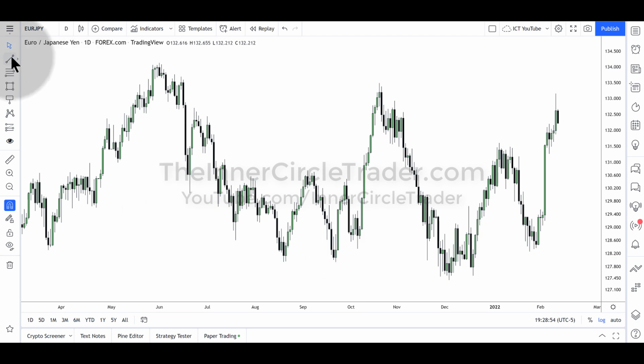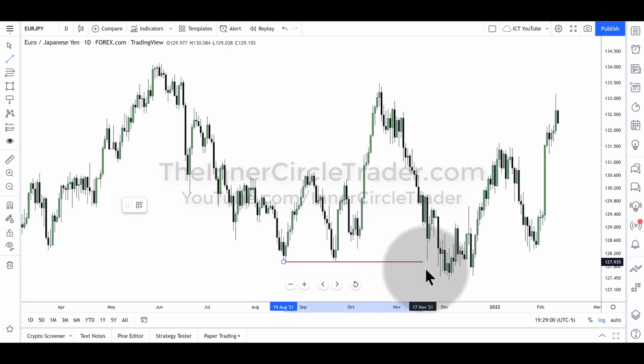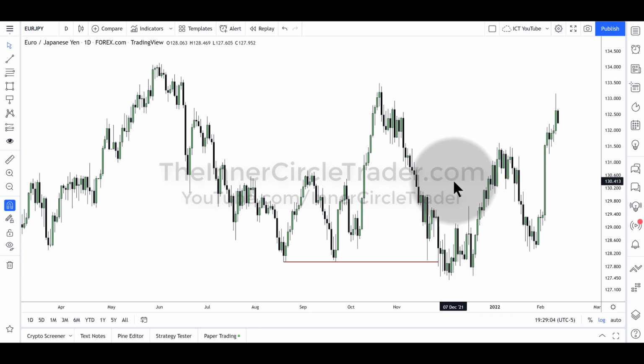All right, take a look at the relative equal lows over here. It's going to go quick and dirty tonight. So we have relative equal lows marked out over here. The market has traded down through and created a run higher.